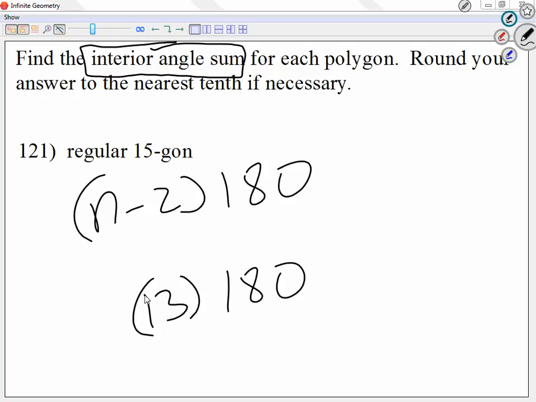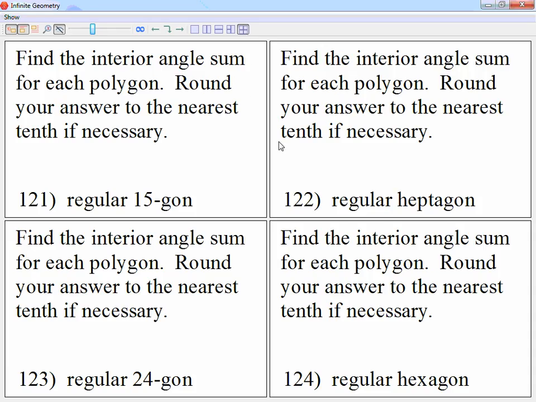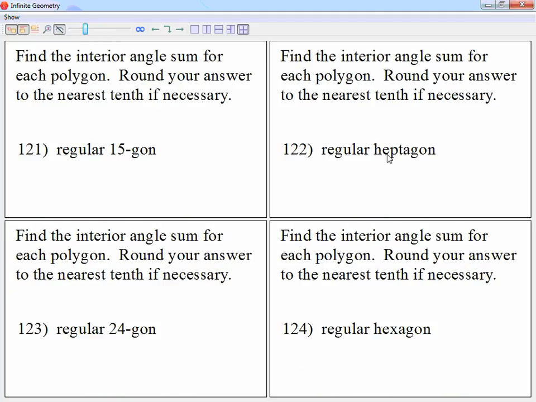So notice 121 and 123, I give it to you guys in numbers, but 122 and 124, they have a word. Remember, heptagon is 7 angles. Hexagon is 6 of them. Like I said, sometimes you might see a number like 121, 123, but you might see a name like 122, 124.